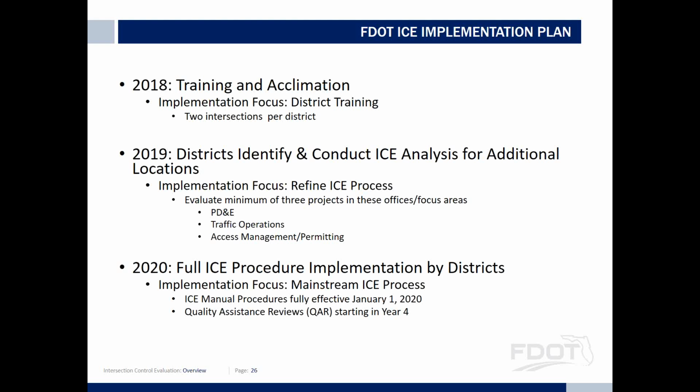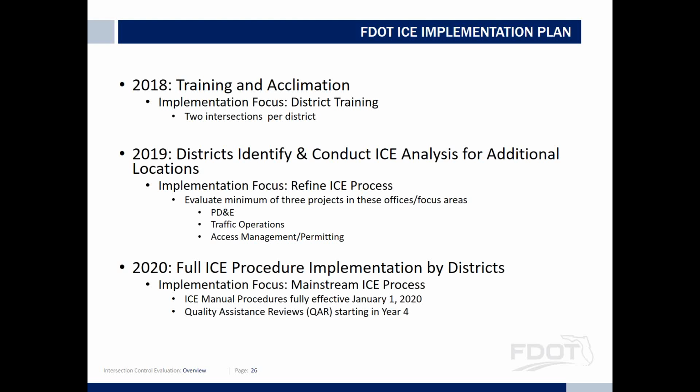So it's coming. 2019, the second year, we'll ask that the districts come up with 3 intersections, preferably 1 from each of the offices that you see listed below. PD&E, traffic operations, and access management or permitting. And we'll help the districts determine those intersections, if they need any guidance or any reasoning why we're selecting those rather than others.